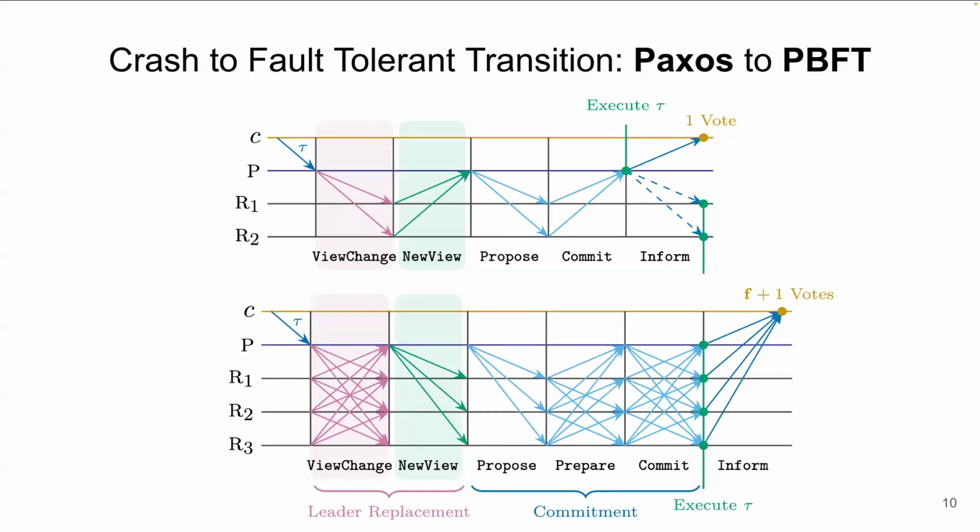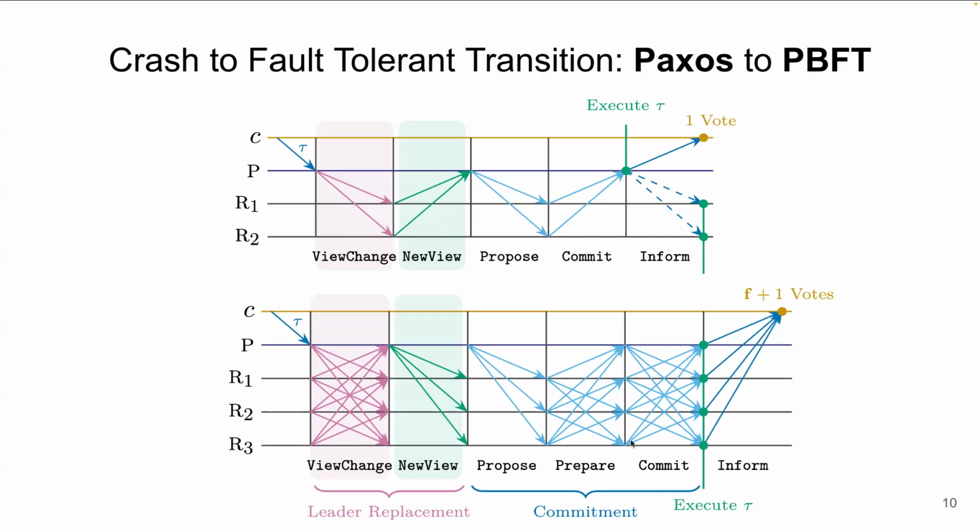So what we talked about, this is Paxos, this is crash tolerance. But what we talked about is a view change and new view. So this is essentially a leader replacement. Then we propose, prepare, commit. This is our commitment. And then we execute.